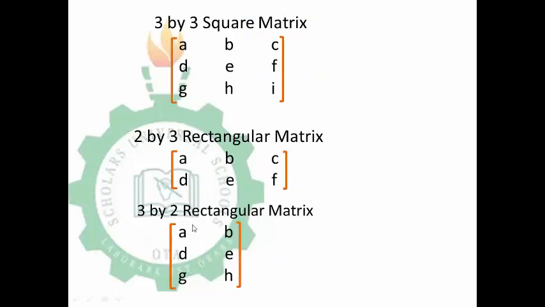So we can also have what we call 3 by 2 rectangular matrices, where we have three rows: row 1, row 2, row 3. Row 1 is A and B, row 2 we have D and E, row 3 we have G and H. But we have column 1 and we have column 2. In column 1 we have A, D, G, and in column 2 here we have B, E, H. So it becomes a rectangular matrix because the number of rows is not equal to the number of columns.